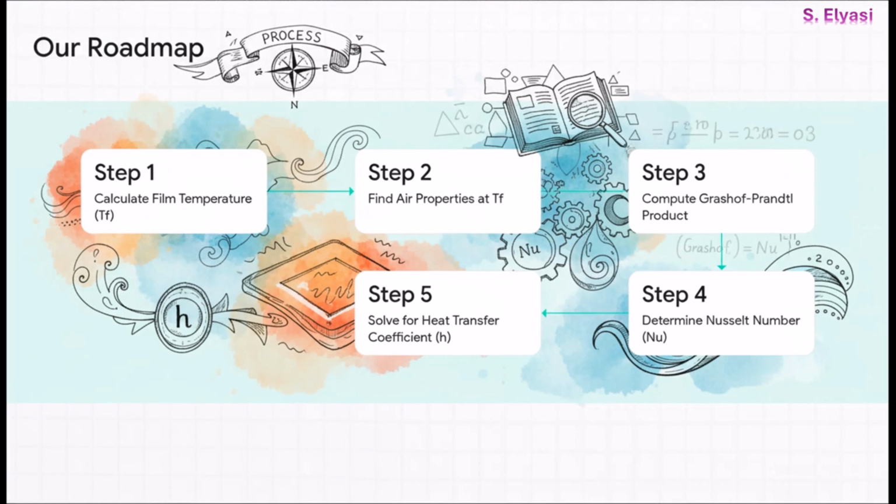So here's our game plan. 5 simple steps. First, we'll find something called the film temperature. Then we'll use that temperature to look up all the air properties we need. After that, we calculate our big Grashof-Prandtl product, use that to find another number called the Nusselt number, and finally, we solve for the heat transfer coefficient, which we call H.